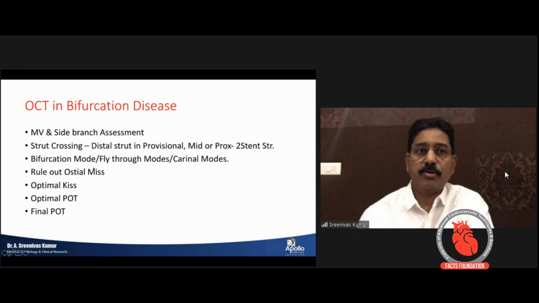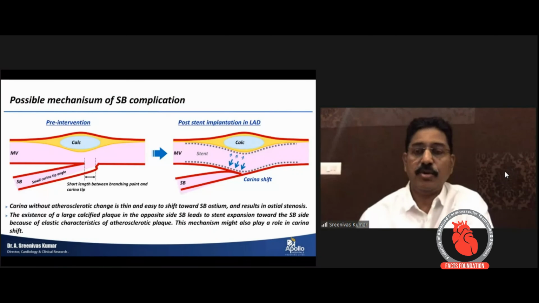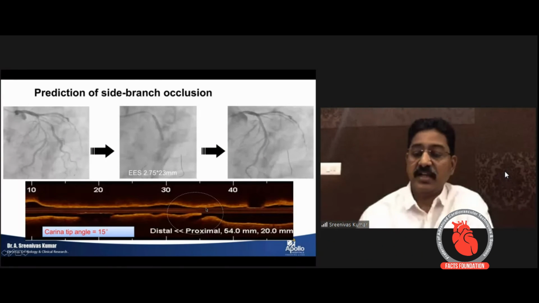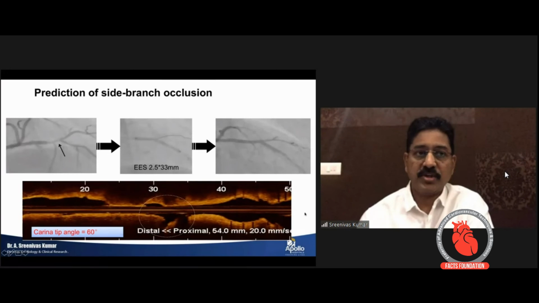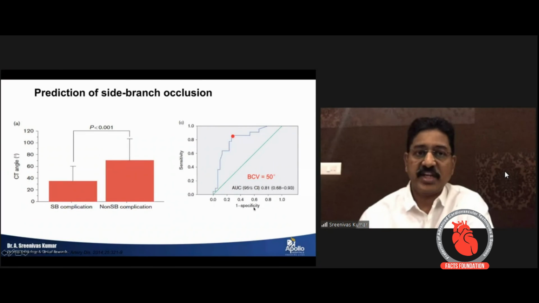So the word about OCT in bifurcation: it's very important to assess the branch. If it is a distal left main, you should always take it seriously. It also helps in planning your technique and doing proper positioning. There is some data coming up where you can predict side branch occlusion. If the side branch angle is less than 50 degrees, and the angulation of the carina is more acute, there's more chance of side branch occlusion. Whereas if it is more obtuse like this, then probably there's less chance of side branch occlusion. This is what is shown in one of the studies.